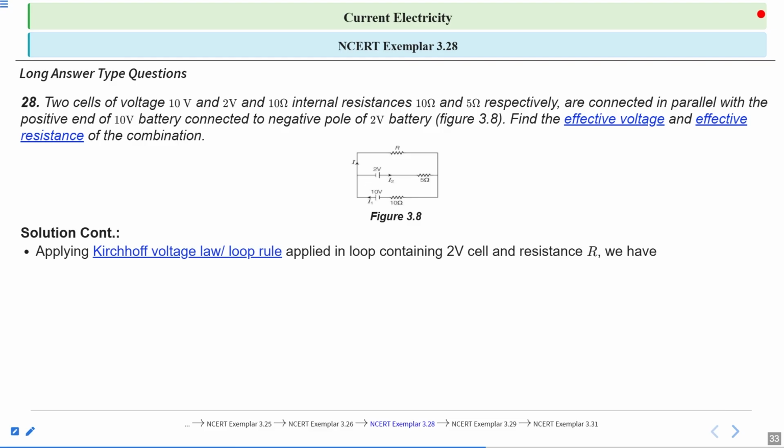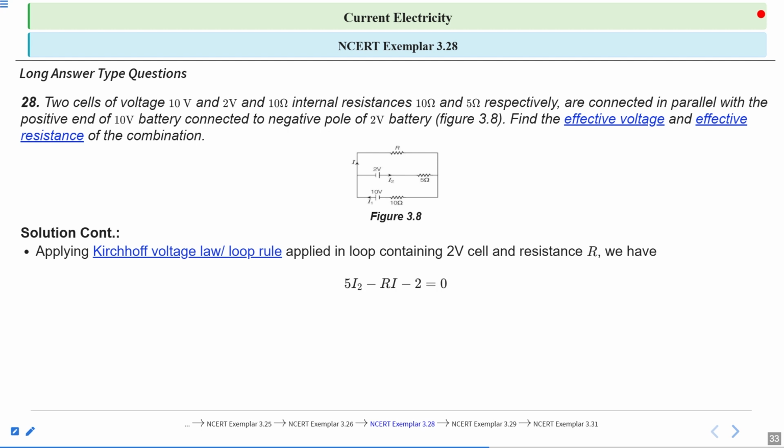Applying Kirchhoff's voltage law or loop rule in this loop. Now another loop we are considering, which contains the 2 volt battery and external resistance R, the upper half loop. So we are applying Kirchhoff's loop rule in the upper half loop containing the 2 volt cell and resistance capital R.